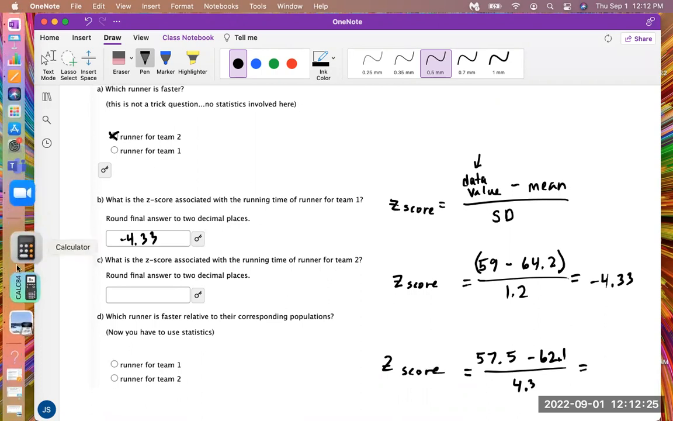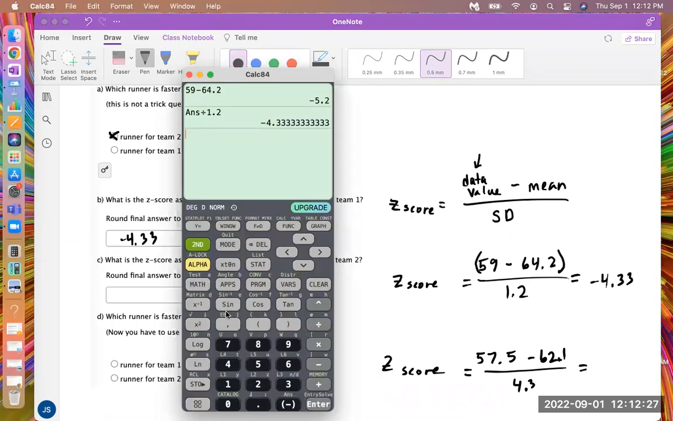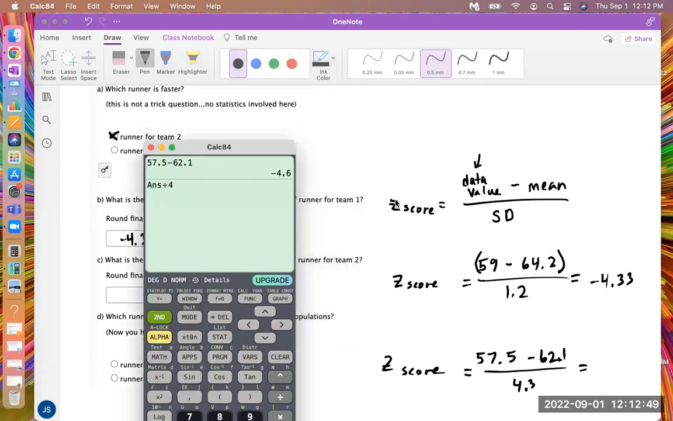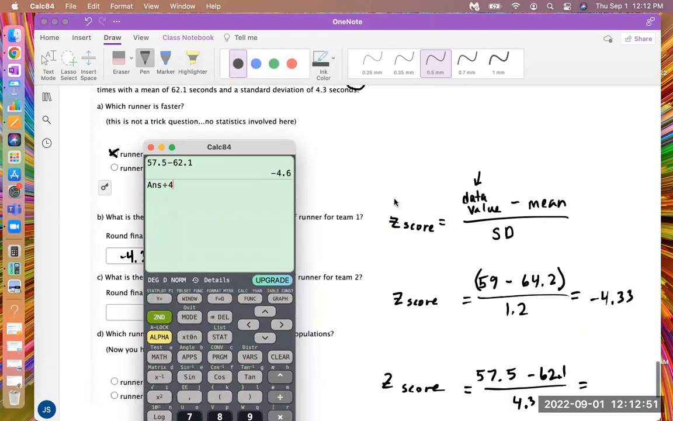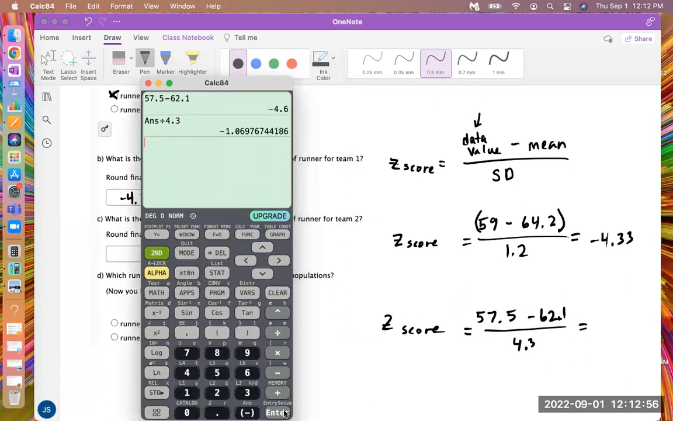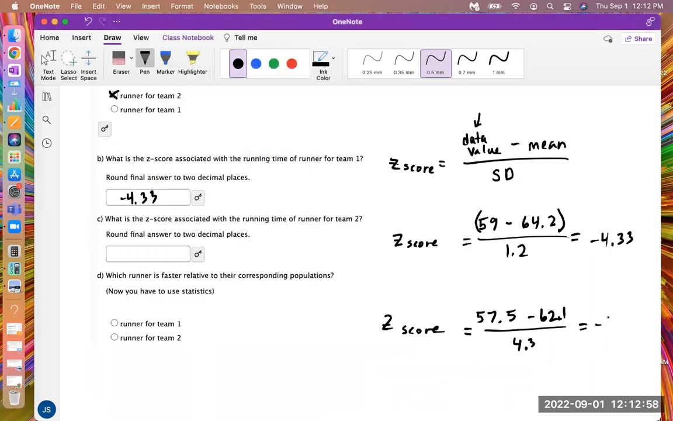So I get my calculator. I do 57.5 minus 62.1, negative 4.6, divided by 4.3. Let me double check that, yeah, 4.3 was the standard deviation. That's a large standard deviation compared to the other one. And I get negative 1.06.